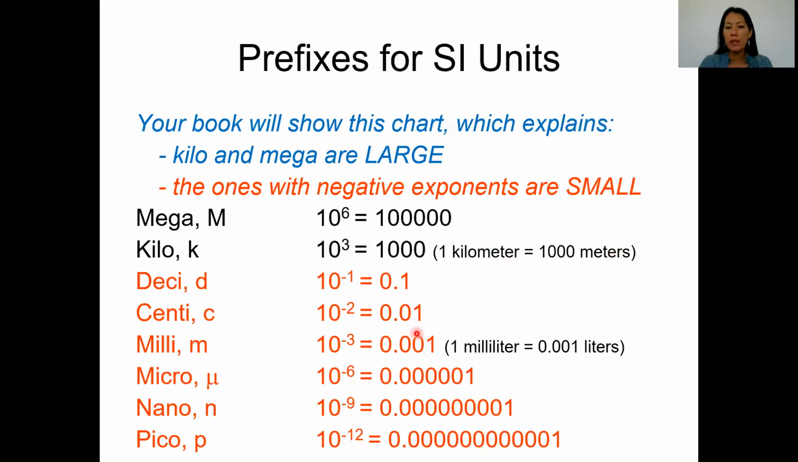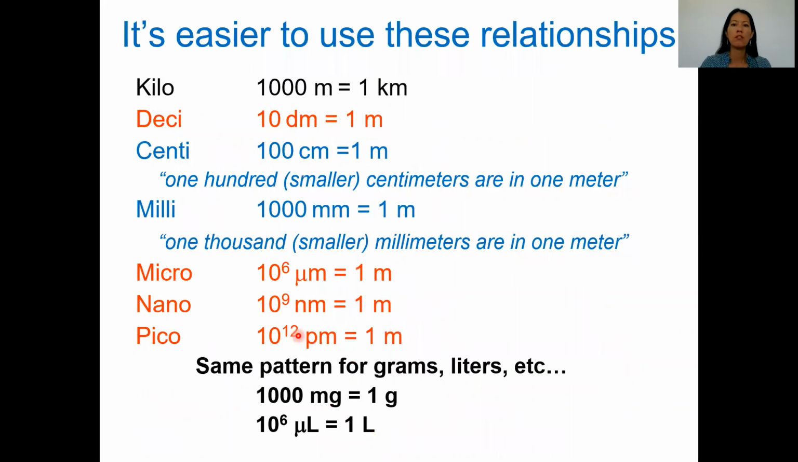When you get to milli, 1 milliliter, for example, equals 0.001 liters. I just emphasize this because I don't want you to think that 0.001 milliliters equals 1 liter, because that's not true. So sometimes this is kind of confusing to look at these numbers and exponents. I found over the years it's easier for students to use these more intuitive relationships. For example, 100 smaller centimeters fit into 1 meter.